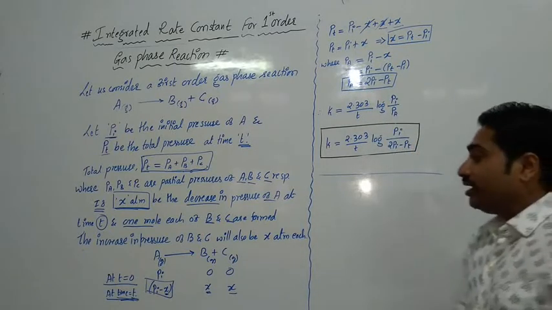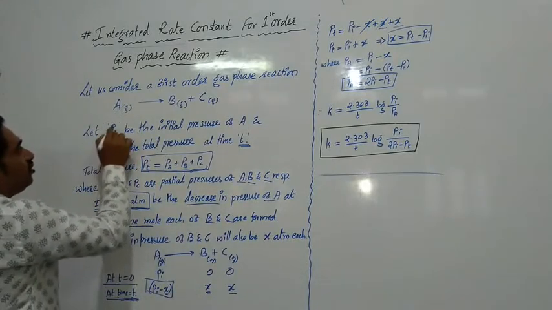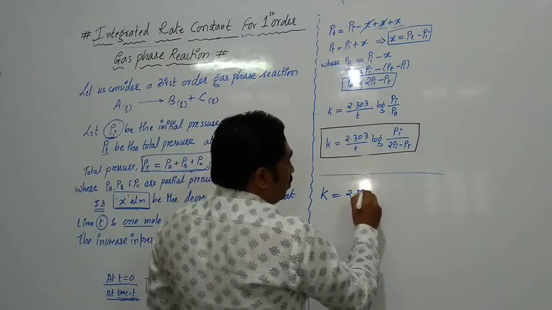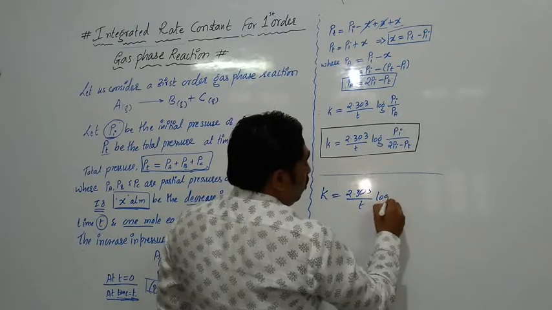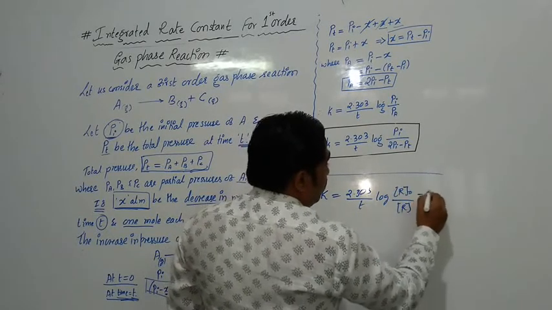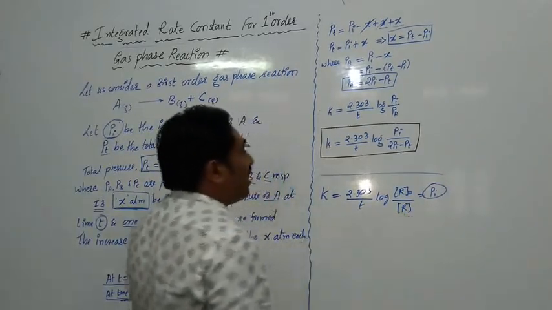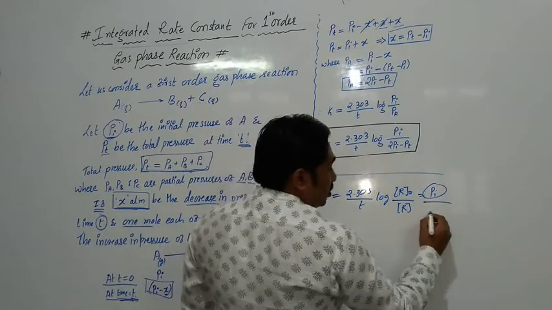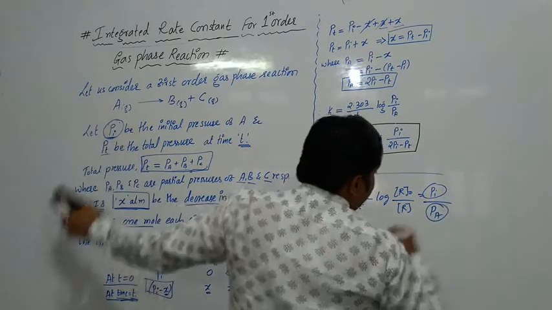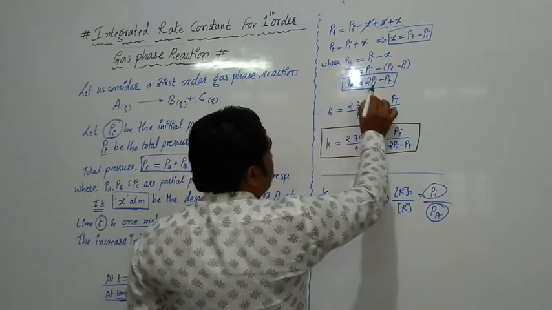See here, overall we have calculated the pressure. According to our equation, what was the requirement? k equals 2.303 divided by t log of R naught divided by R. In the case of gas, R naught was Pi, and we have to calculate R, the concentration of the reactant. Here the reactant is A, so we have to calculate the pressure of A. So what Pa value did we get? Pa is equal to 2Pi minus Pt.